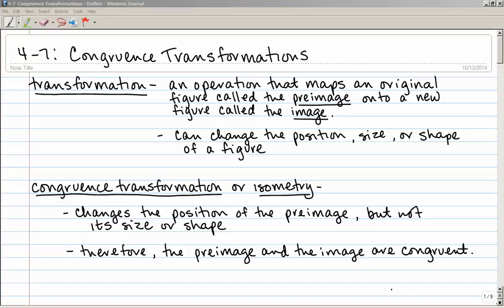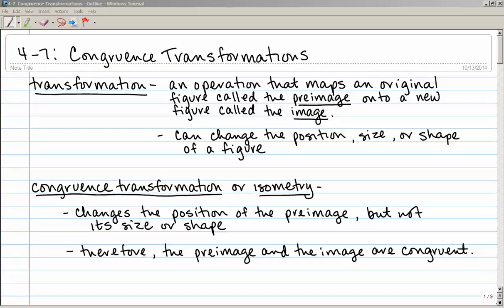Section 4.7 is on congruence transformations. A transformation is an operation that maps an original figure, which we call the pre-image, onto a new figure called the image. A transformation can change the position, the size, or the shape of a figure.